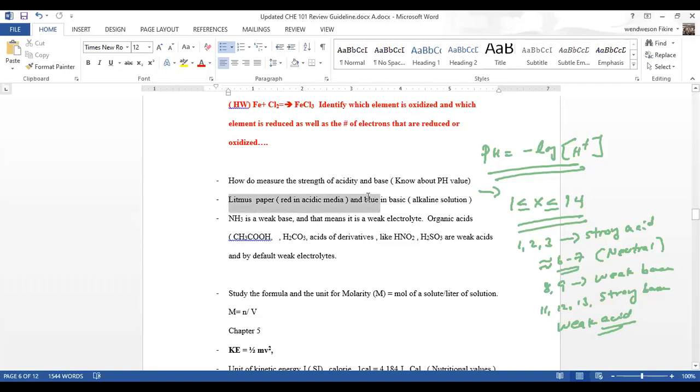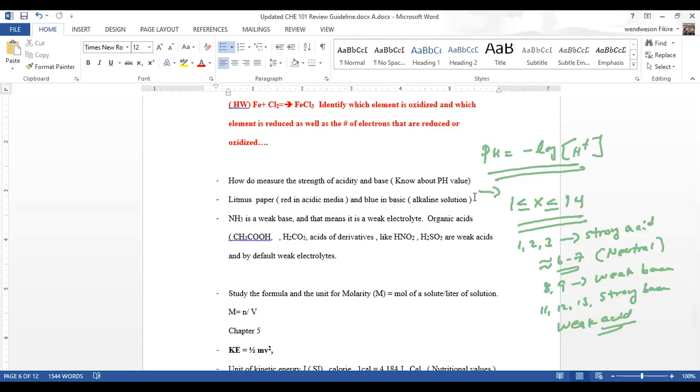Litmus paper is also another measurement. Litmus paper indicates red in acidic solution. It turns into blue in a basic solution. That's also another thing that we have to know.